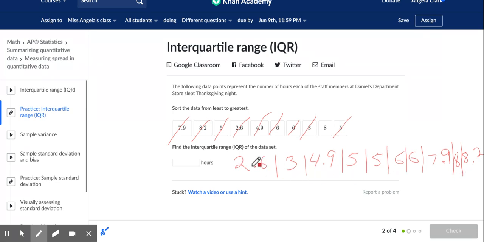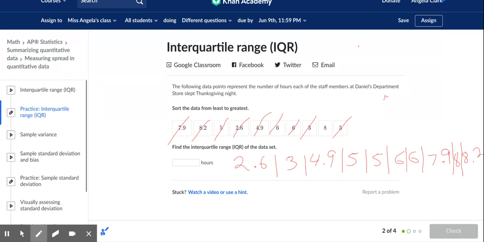Let me count these just to make sure. There should be 10. 1, 2, 3, 4, 5, 6, 7, 8, 9, 10. Yeah. Good. All right. So how do we find the median of 10 things? Well, that would be the average of the 5th and 6th things. So the 5th thing, 1, 2, 3, 4, 5, is this 5. And the 6th thing is this 6. So we're going to average the 5 and 6, which is, of course, 5.5.